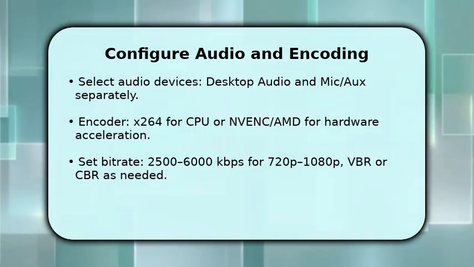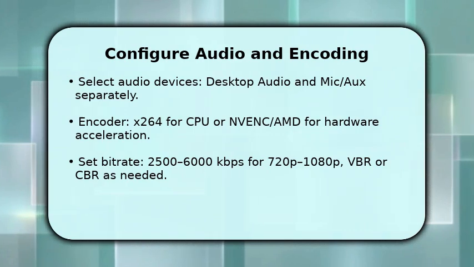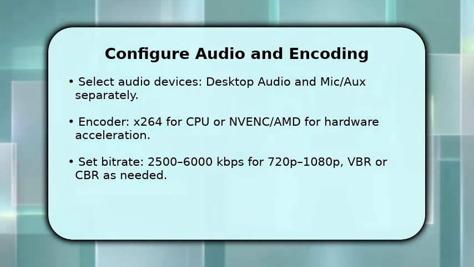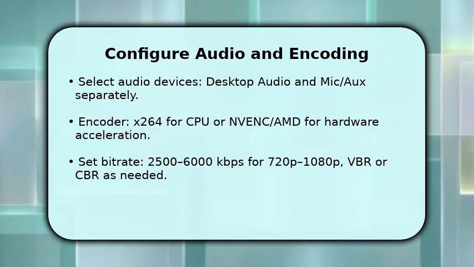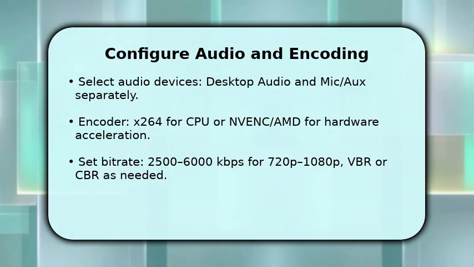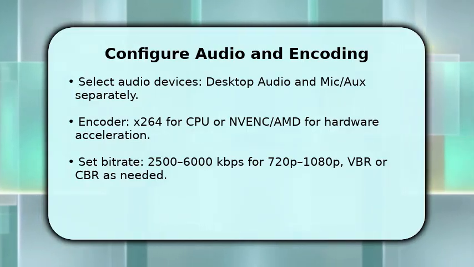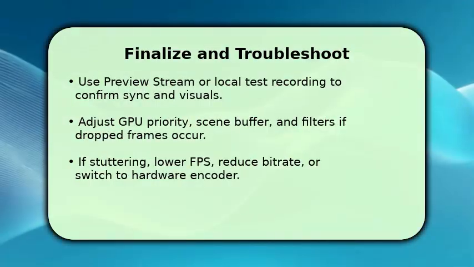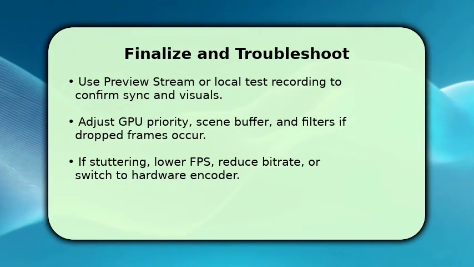Set bitrate according to resolution. For 1080p aim around 4500-6000 kbps. Finish by validating your settings with a full-length test recording. Use the preview and record a minute while performing typical actions, then inspect audio-video sync, frame drops, and file size.